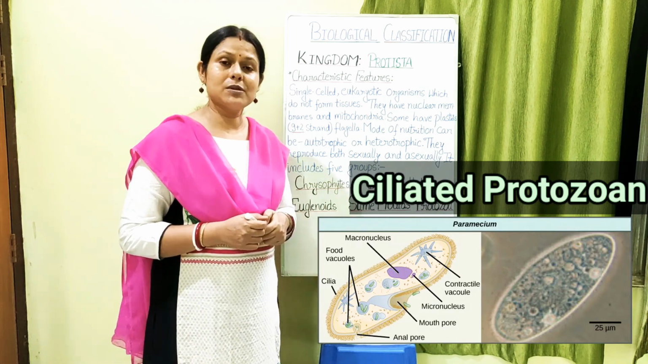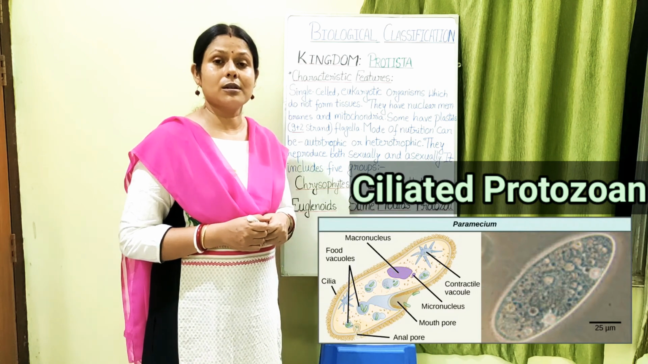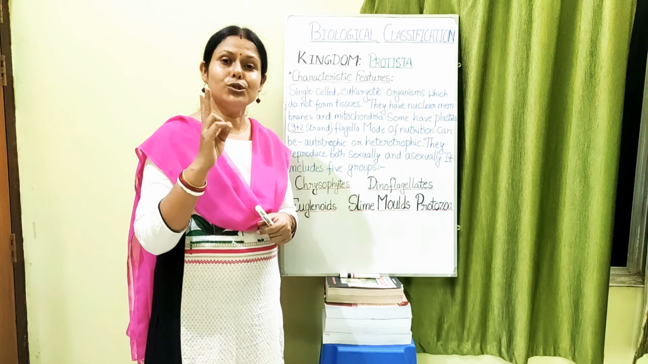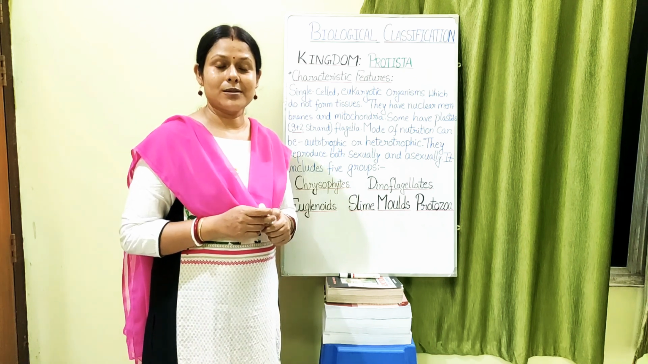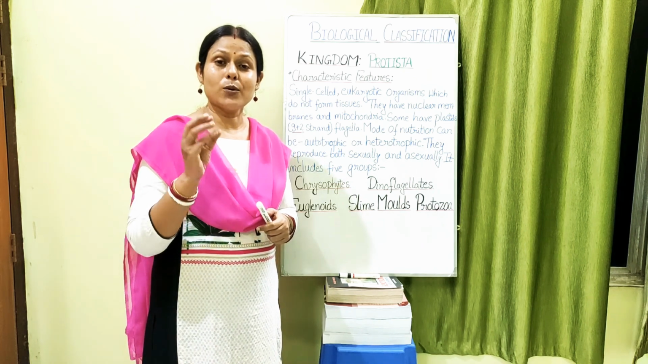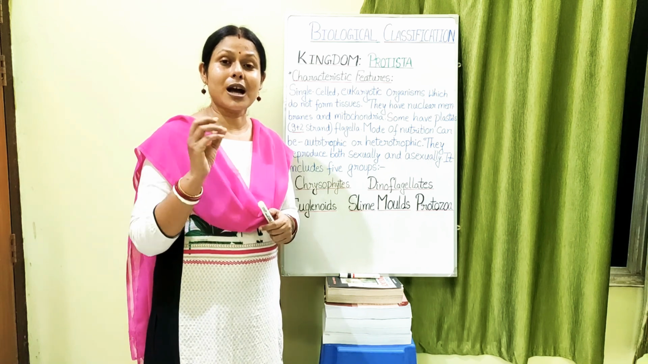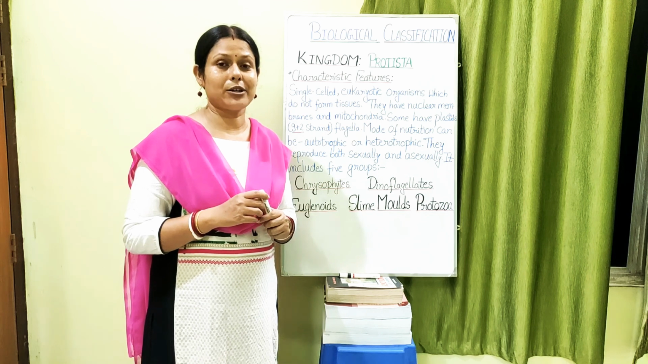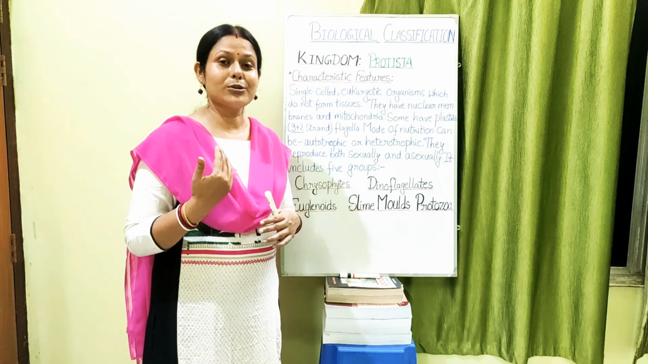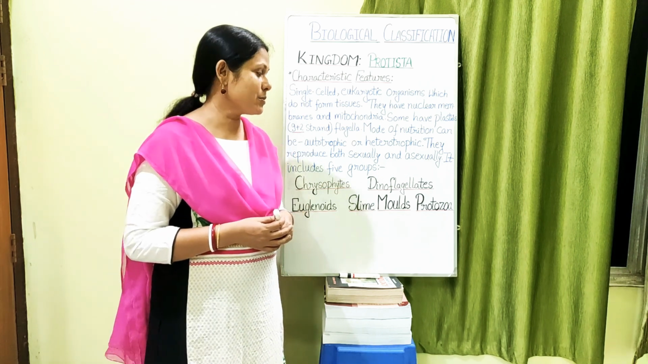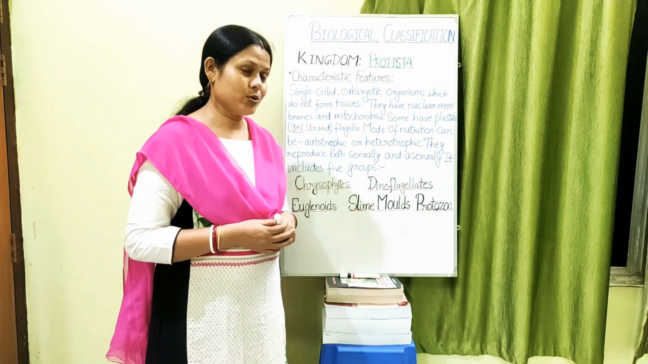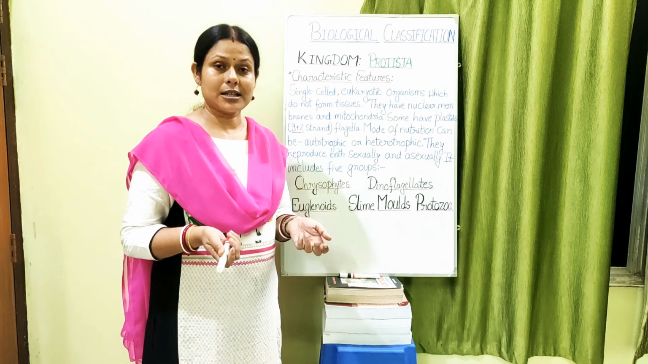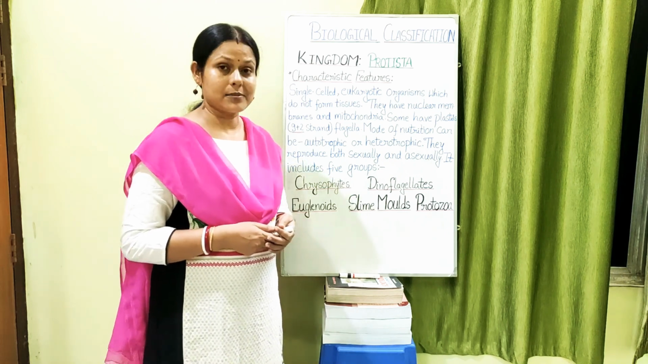Now an example of the ciliated protozoans is paramecium. Paramecium shows two nuclei in its cytoplasm. Now what are these two nuclei? One is larger than the other. The larger one is called the macronucleus and the smaller one is called the micronucleus. That is also a peculiarity of the ciliated protozoans, paramecium. And of course contractile vacuoles are present in these organisms.